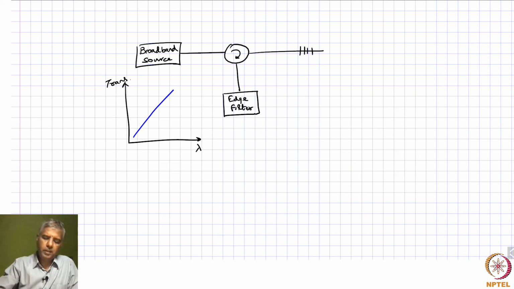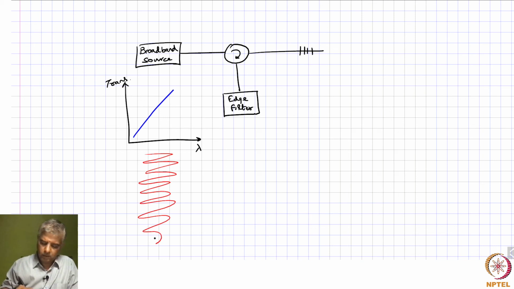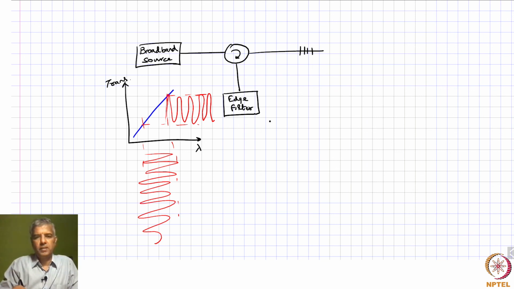So if you have something like this, then if there are any perturbations at these ultrasonic frequencies, so you have all these perturbations here, correspondingly it's going to change the transmission of this filter, okay, and correspondingly the transmitted intensity is going to change as a function of time.